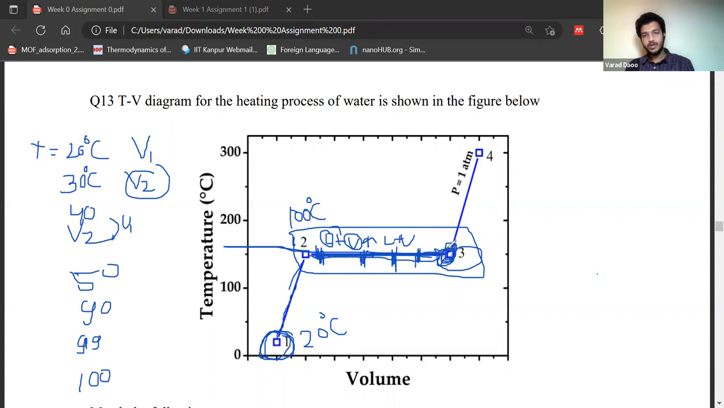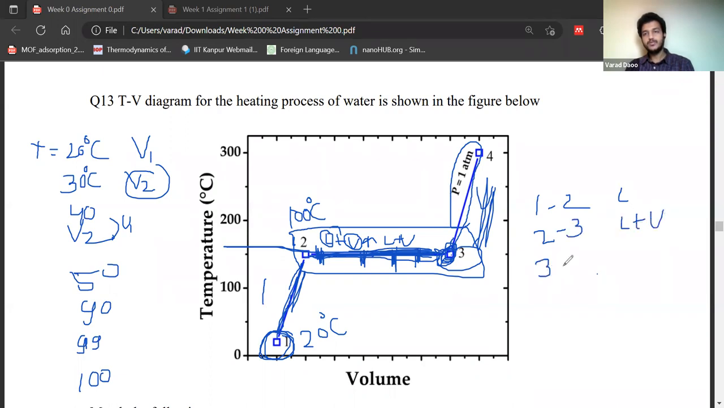And afterwards, with only a slight increase in temperature, volume increases. That means this is vapor. Okay. So this is pure liquid. This is liquid plus vapor. And this is pure vapor. Okay. So 1 to 2, liquid only. 2 to 3, liquid plus vapor. And 3 to 4, only vapor.